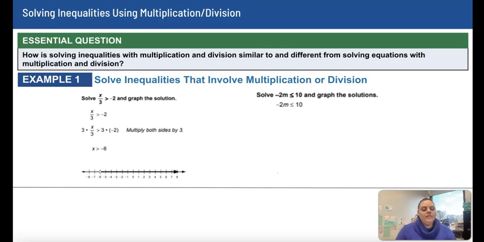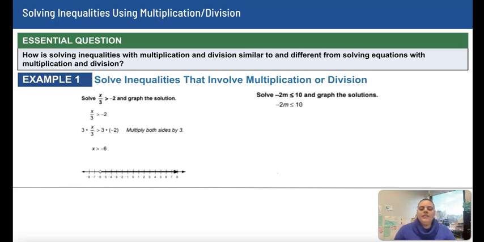We can graph this by putting on our number line an open circle at negative 6, since we do not have the or equal to underneath. And then x is greater than, so we want to draw an arrow showing numbers that are greater than, which are to the right.